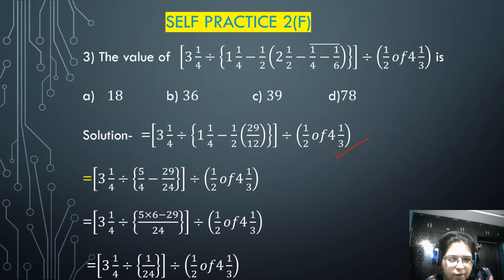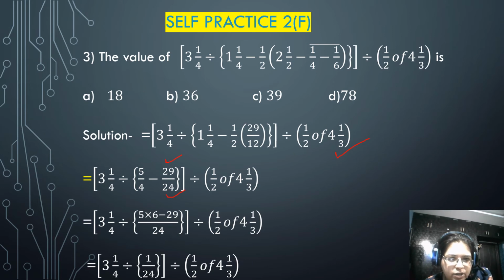Now we multiply 1/2 with 29/12. We get the product of numerators divided by the product of denominators, that is 1 multiplied with 29 divided by 2 multiplied with 12. 2 multiplied with 12 is 24, and 1 multiplied with 29 is 29. So we get 29/24.